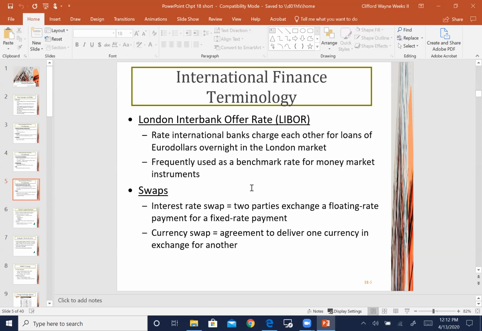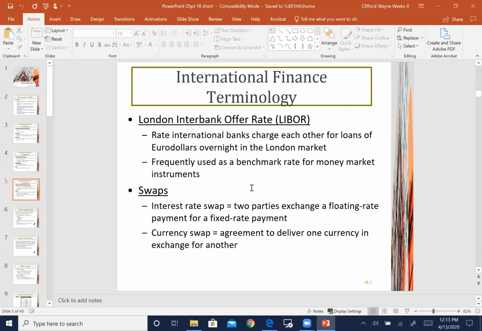There's the London Interbank Offered Rate, or LIBOR, which is funny because a lot of times this is referred to as the LIBOR rate. But basically you're saying the London Interbank Offered Rate. The LIBOR is very similar to what the U.S. has, and it's when banks lend money to each other. It's the rate international banks charge each other for loans of Eurodollars overnight in the London market, frequently used as a benchmark rate for money market investments.